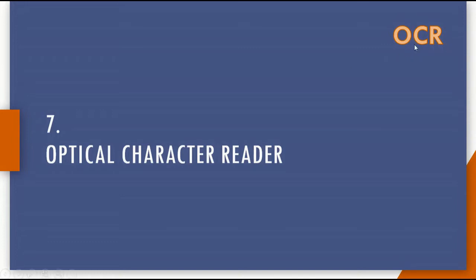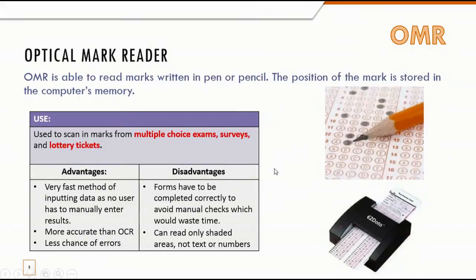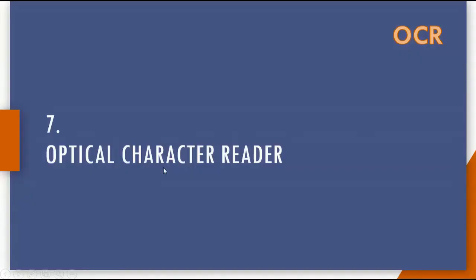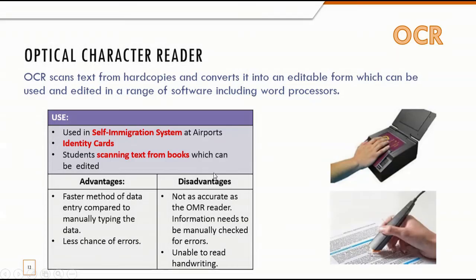OCR is the short form for optical character reader. This is different from OMR because here it says mark reader. OCR stands for reading characters. So as you can know, this cannot just read any mark, it can read all characters. What an OCR does is it scans text from the hard copies and converts it into an editable form, which is then used and edited in a range of softwares.